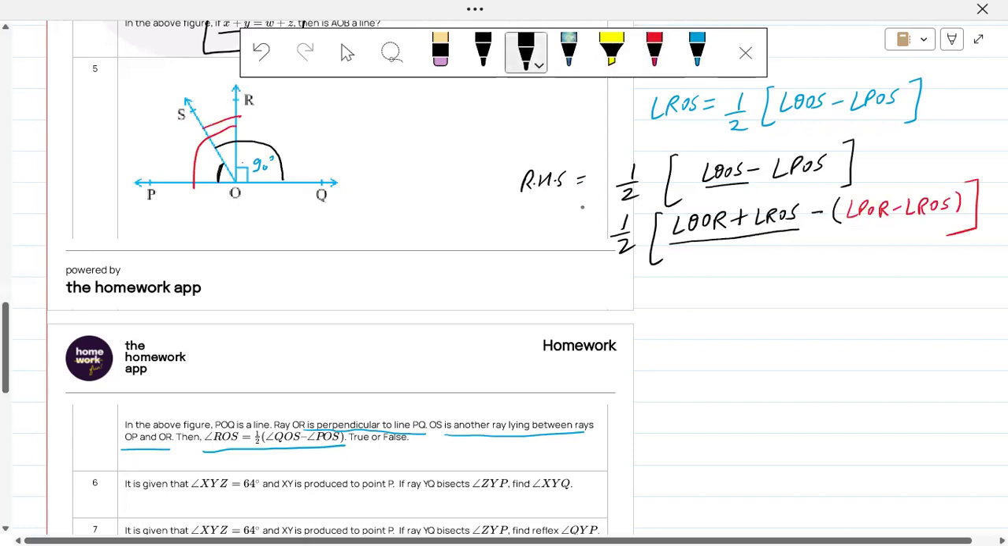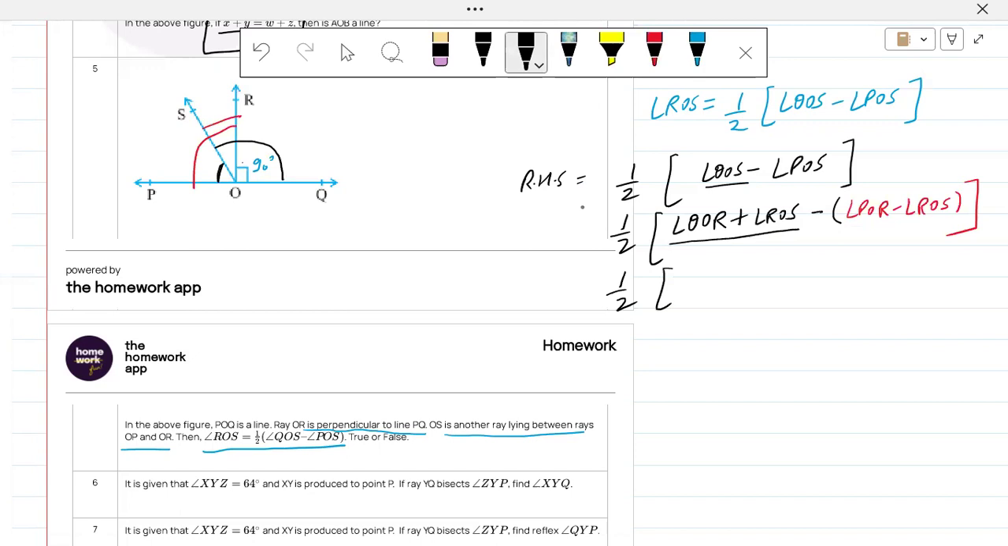Now half of angle QOR plus angle ROS. Now open this bracket. When you open the bracket, due to the negative sign the signs will be reversed. Angle POR will become minus angle POR, and minus ROS will become plus ROS. Now you know half of angle QOR. What is the value of angle QOR? It is 90 degrees, plus ROS plus ROS will become twice ROS.